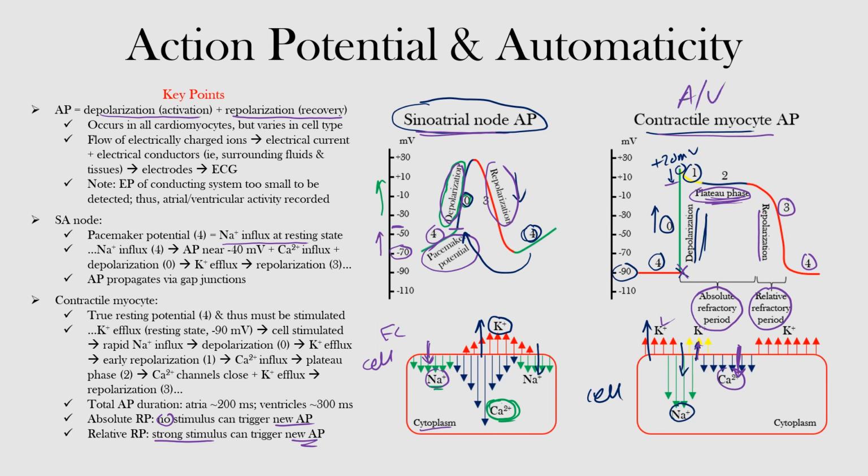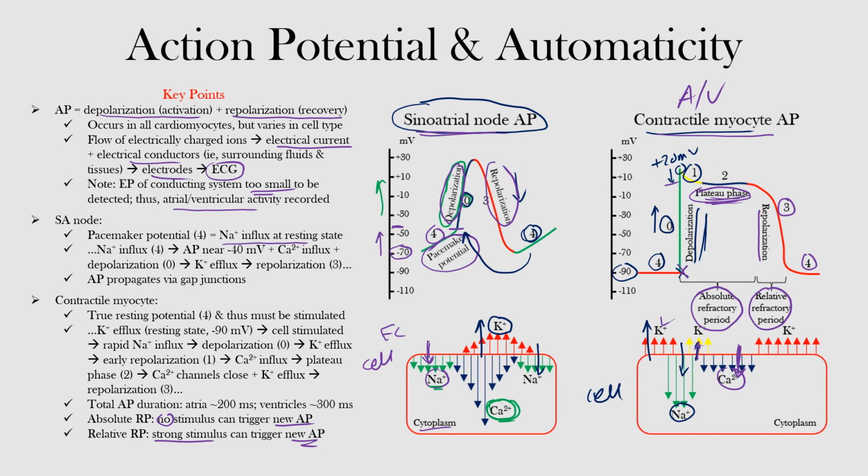We looked at the sinus node, and then all the other types, the atrial and the ventricular, would be represented here. Now, we have flow of electrically charged ions that leads to an electrical current, and because of this, the surrounding fluids and tissues around the heart act as conductors that allow the current to go to the electrodes, and that's where we get our EKG from. Now, one thing to note is that the electrical potentials that we're reading are not coming from the conducting system of the heart because they're too small. Instead, we're recording the atrial and ventricular activity on the EKG.